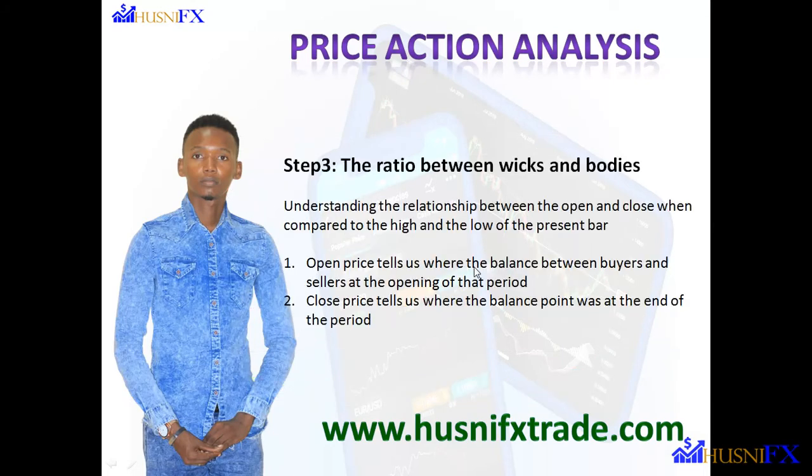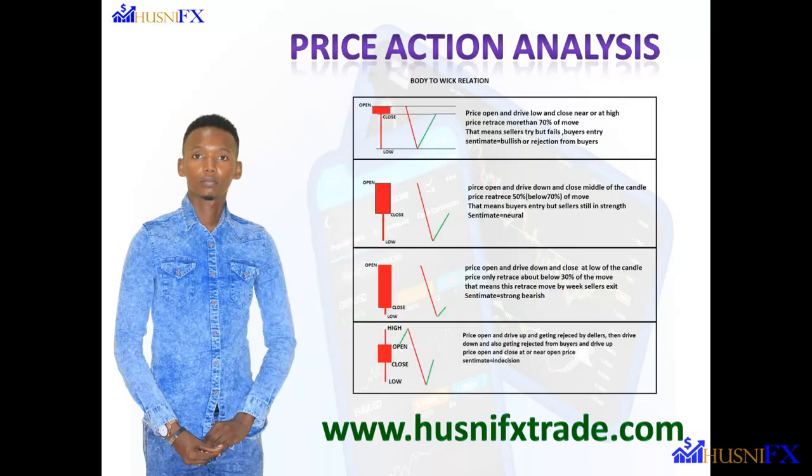So in step 3 we are learning the ratio between wicks and bodies, understanding the relationship between the open and close when compared to the high and the low of the bar. In number one, we always have to bear in mind that the open price tells us where the balance is between buyers and sellers at the opening of that period. In number two, keep in mind that the close price tells us where the balance point was at the end of the period. So here, let us look at what is happening with body to wick relations.